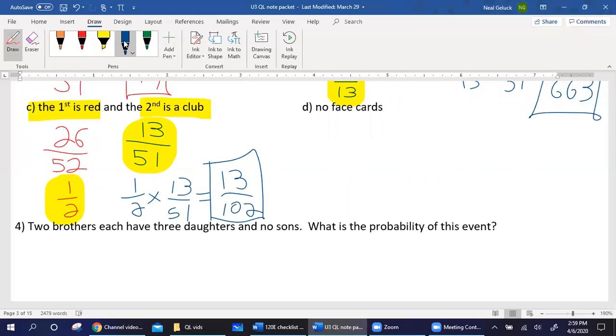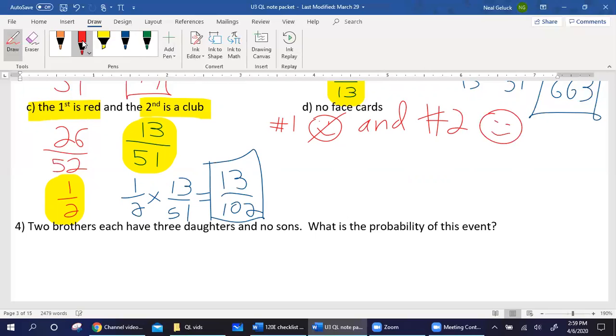For letter D, no face cards, okay? Well, think about what that means. That basically means the first card, card number 1, is not a face card. And number 2 is not a face card. So what are the chances that the first card you get is not a face card? Well, if there are 12 face cards, there are 40 not face cards out of 52, which does reduce to 10 out of 13.